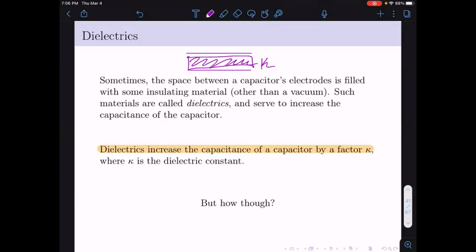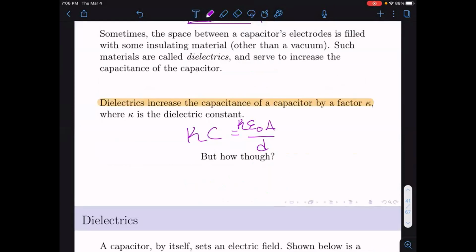Right, so what that means from a math perspective is, if I have epsilon naught A over d normally, all that changes if I introduce a dielectric is that I just multiply it onto both sides. Technically it gets multiplied onto epsilon naught, which is basically how easy it is for me to push things through space. Dielectrics make that easier for us. So technically I should write it over here. But that's just what happens mathematically.